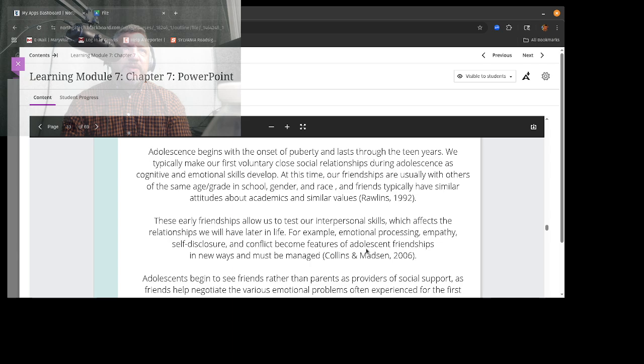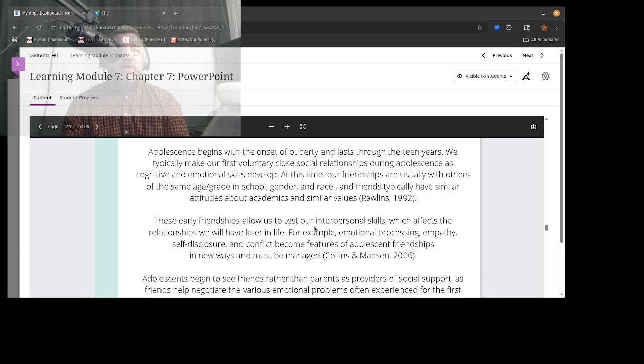Let's talk more about the adolescence phase. Adolescence, we know when it starts, we know how it works. At this time, our friendships usually are others of the same age, roughly the same grade in school, many times the same gender and or race, just because of what we're exposed to. Most of the time, they also have similar attitudes about academics and other similar values about things.